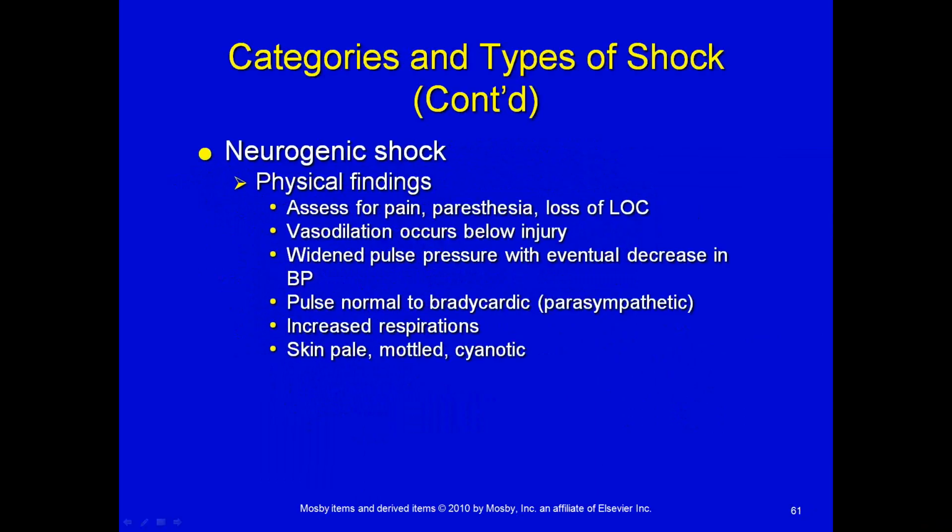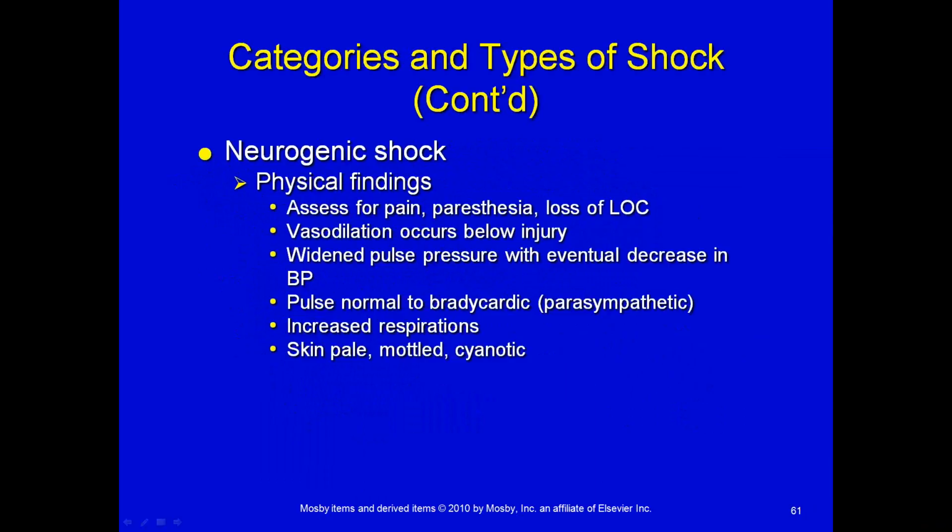You want to assess for pain, paresthesia, loss of level of consciousness. Remember that vasodilation occurs below the injury, so below the injury is fully dilated, pink, warm, moist. Above the injury, the vessels still constrict, so above the injury, you'll see pale, cool, clammy skin. So you just see this clear line of demarcation in these patients that have neurogenic shock from spinal cord injury.